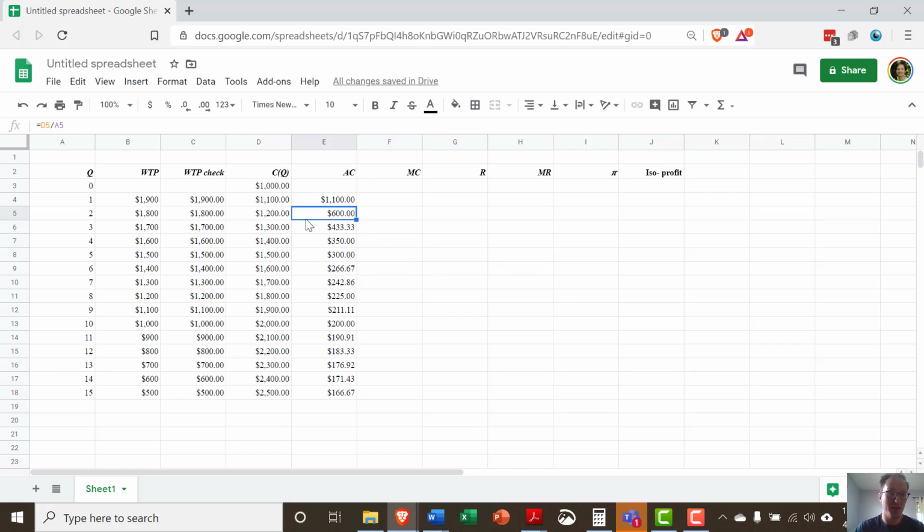So if Apple produces 2 iWidgets, for example, that would cost it $1,200. Since it'd be 2 of them, it'd have an average cost of $600. Or if you produce 15 iWidgets, the cost of producing them is $2,500. Divided by 15 is $167.